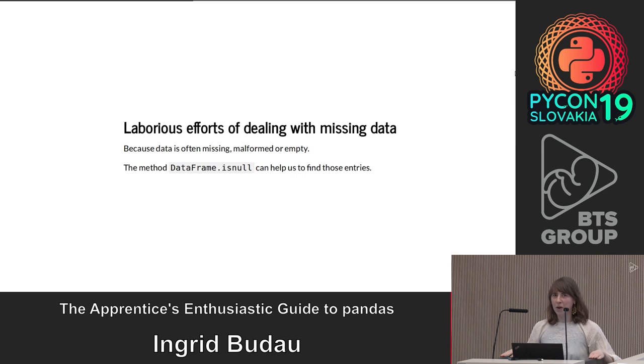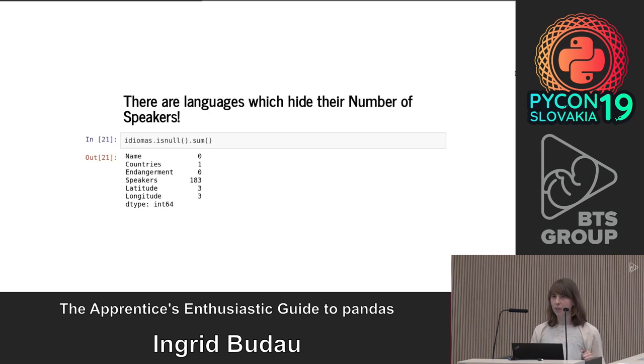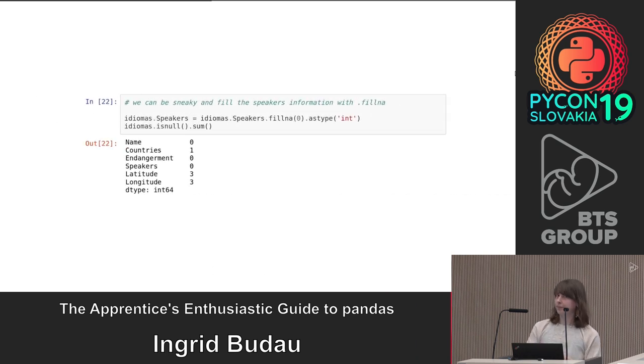So we go on. In a data set, we have to spend laborious efforts dealing with the missing data because it is often malformed or empty. And with the data frame isnull, we can find these entries. So in our idiomas data set, in our languages data set, we look at isnull.sum, so many speakers entries which are missing. We can fill these entries if we have an idea what we would like to fill them with. So for this example, we wrote speakers.fillna(0). So we replace all the NaN values with a 0.